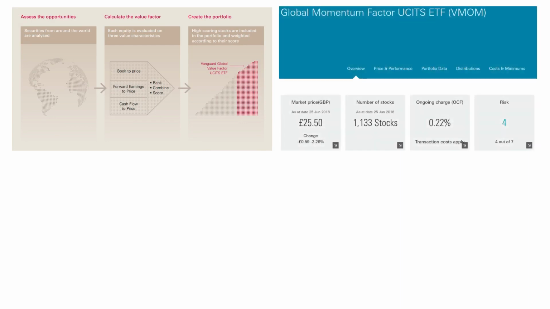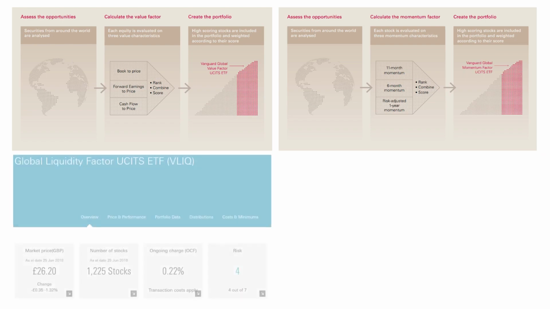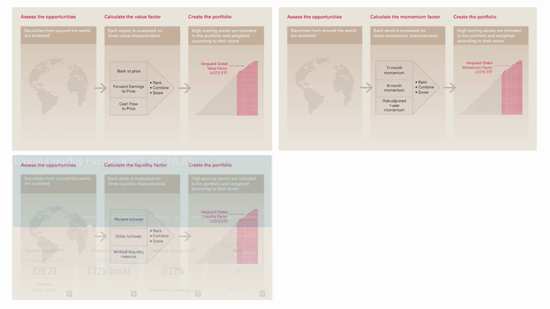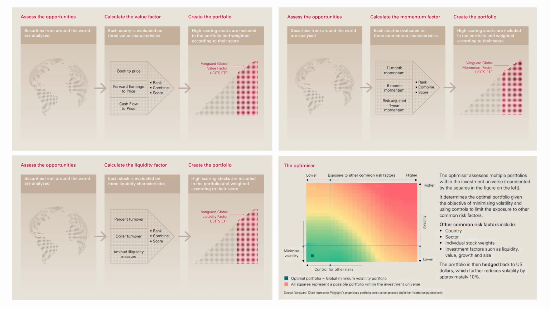So on the factor menu from Vanguard, there are 4 funds. Value, which screens stocks based on 3 different measures and then buys the highest scoring stocks. Momentum, which looks at 3 different measures of momentum and buys the stocks which are rallying based on those measures. Liquidity, which looks at 3 liquidity measures and buys the least liquid stocks. And minimum volatility, which looks at stocks which are low risk but also which diversify one another.